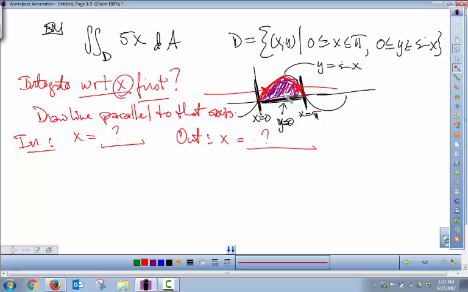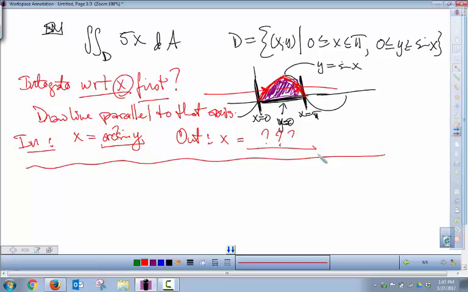It actually, this is the arcsine function over here, arcsine of y. And this would be some other function that's been shifted as the arcsine of something else. And so that's more complicated to deal with. So I'm going to redraw my region.